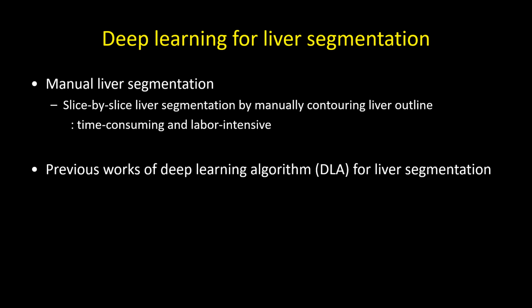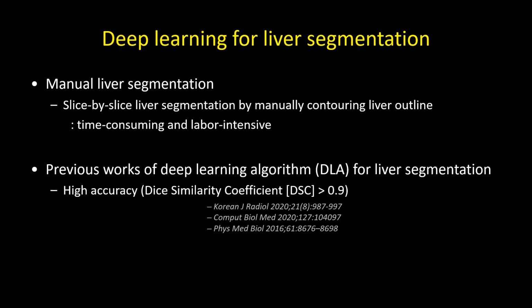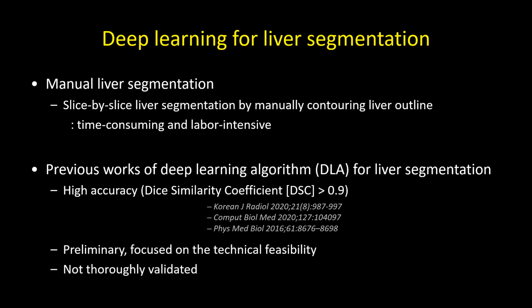There have been several deep learning algorithms developed for automated liver segmentation, which may dramatically reduce time and labor required for liver segmentation and thus facilitate the clinical use of liver volumetry. Most of them showed very high accuracy, showing the dissimilarity coefficient of higher than 0.9. However, the studies were preliminary and mostly focused only on the technical feasibility. Also, the algorithms were not thoroughly validated, and the clinical utility of functional liver volumetry has not been well investigated.